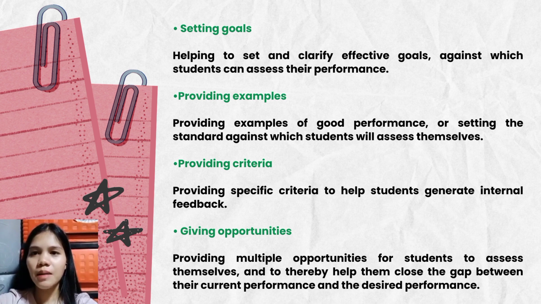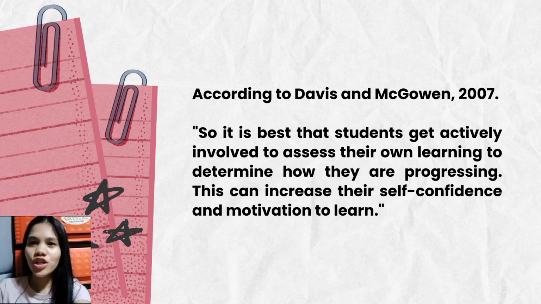So self-assessment can play a dual role for the student: to assess the end product or outcomes of their learning, for example, their knowledge of the course content, a final project, an essay, and so on. And also in the process of learning, for example, their approaches, strategies, strengths, and the areas of improvement. According to Davis and McGowan 2017, it is best that the students get actively involved to assess their own learning to determine how they are progressing. This can increase their self-confidence and motivation to learn.